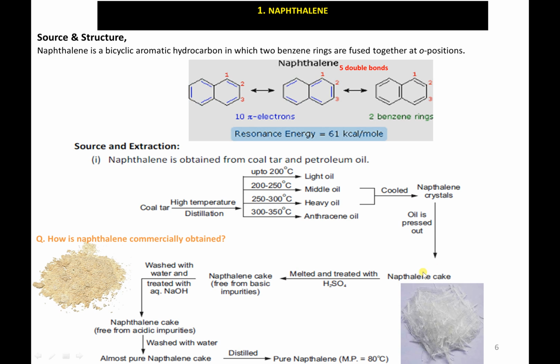This is again melted and treated with H2SO4 to remove the basic impurities. It's washed with water. Now it is treated with aqueous NaOH to remove the acidic impurities. So it is made free from both basic and acidic impurities. Then it is again washed. So you get almost pure naphthalene. It is then distilled and allowed to cool slowly at room temperature, and beautiful needle shaped, sometimes transparent to semi-transparent crystals appear, and they melt at 80 degrees centigrade sharp.